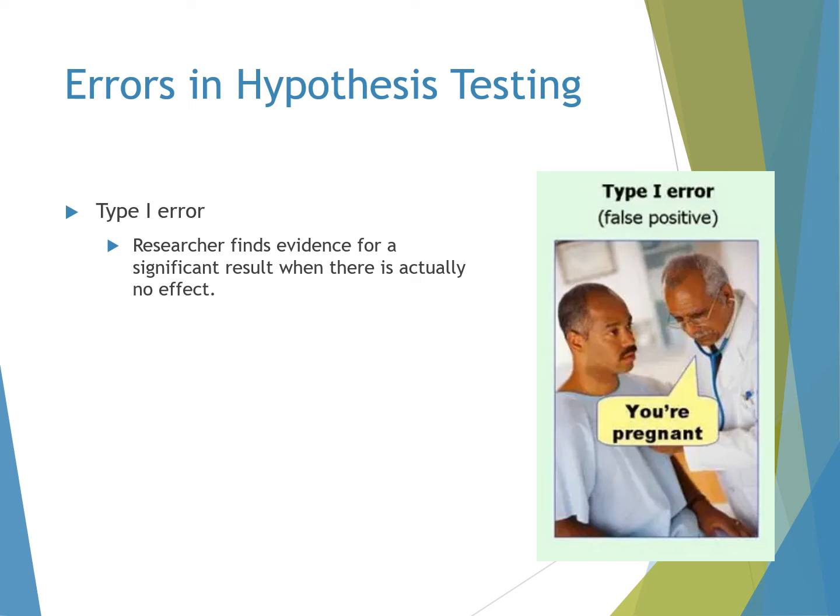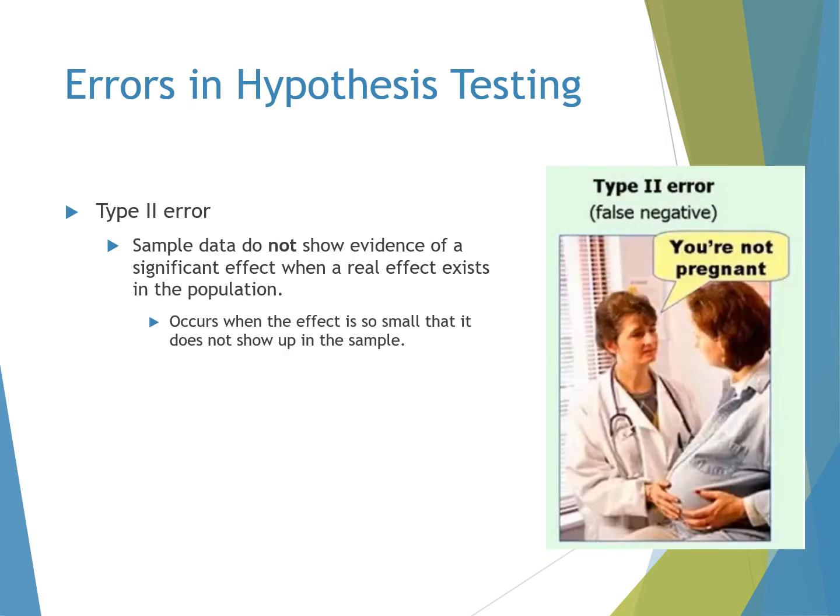The first way is type 1 error. This is where we say that there is a difference between the two groups and there's actually not a difference. The researcher finds evidence for a significant result when there actually is no effect. This is called type 1 error. This is the doctor looking at this man and saying, you're pregnant, when he's not actually pregnant. So we mistakenly say there's a difference. That's a type 1 error.